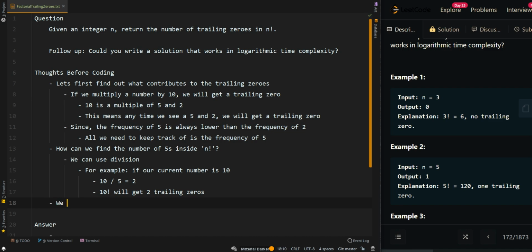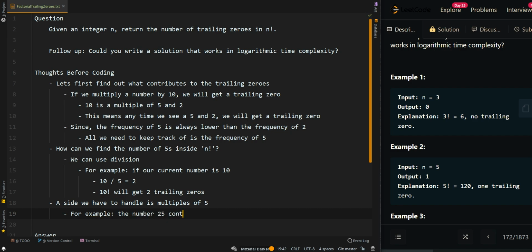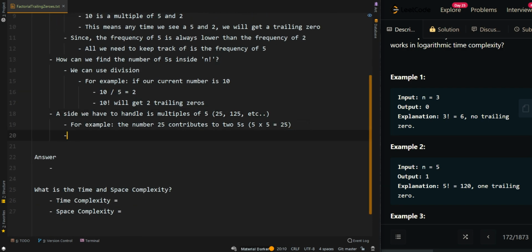Now, a side case we have to handle is multiples of 5. For example, the number 25 contributes 2 5s because 5 times 5 is equal to 25. It's not only 25, it's 25, 125, and also all of the other powers of 5. This means we will need to account for multiples of 5s.